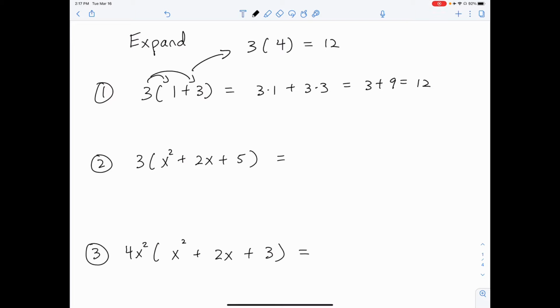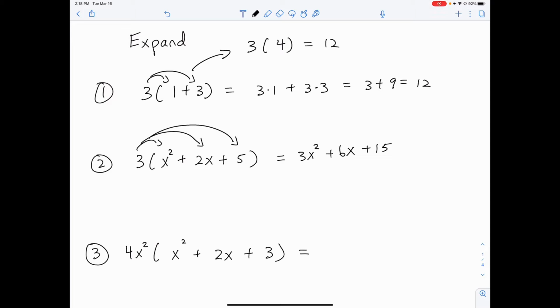The second example here is that we have 3 times in brackets a trinomial. So same thing, we use distribution law, also known as expansion. We take the 3 and we multiply to each term. So this will be 3 times x squared will be 3x squared. Then 3 times 2x would be plus 6x. And lastly, 3 times 5 gives us the plus 15.